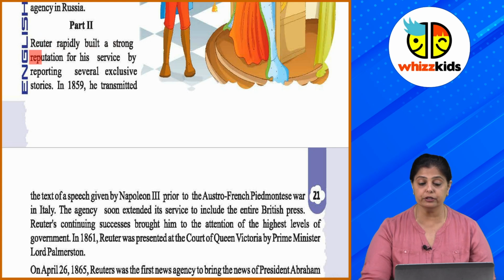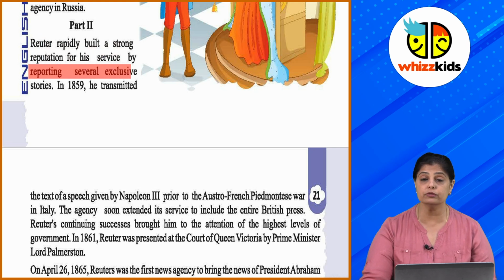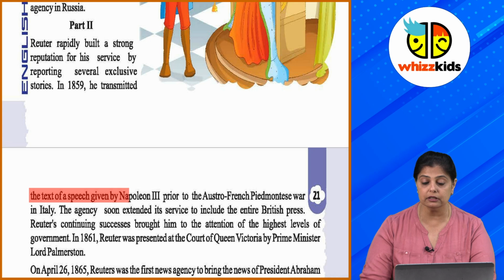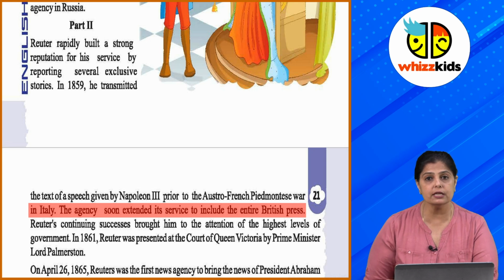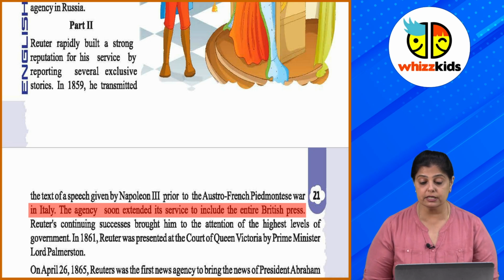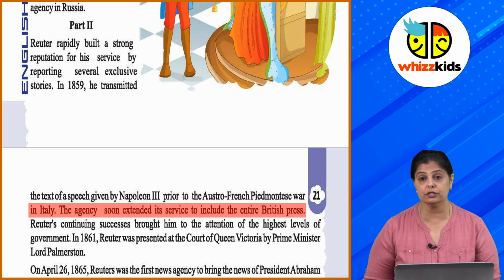Reuters rapidly built a strong reputation for his service by reporting several exclusive stories. In 1859, he transmitted the text of a speech given by Napoleon III prior to the Austro-French-Piedmontese War in Italy. The agency soon extended its service to include the entire British press. So his services were growing rapidly. Okay, so in 1859 he sent the text of a speech by Napoleon III before the Austro-French-Piedmontese War which took place in Italy. The agency soon extended its services to include the entire British press.